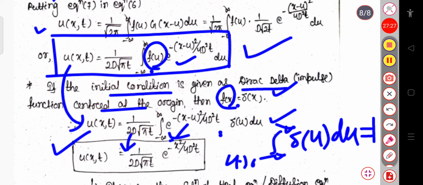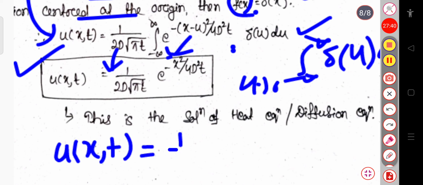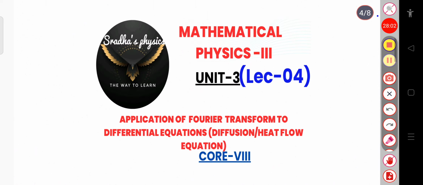So this is what is called the solution of the heat equation, or the diffusion equation. That is, u of x,t will be equal to 1 by 2d into root over pi into t, exponential minus x square divided by 4d square into t. Okay, this is the solution of the heat equation or the diffusion equation. So this is all about the application of the Fourier transform to the heat equation.